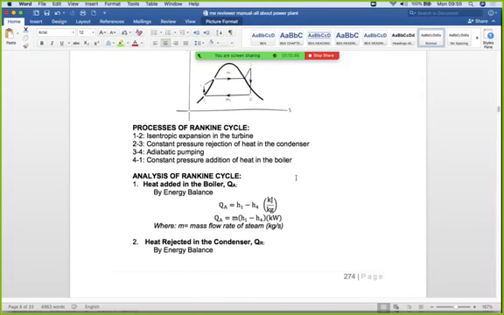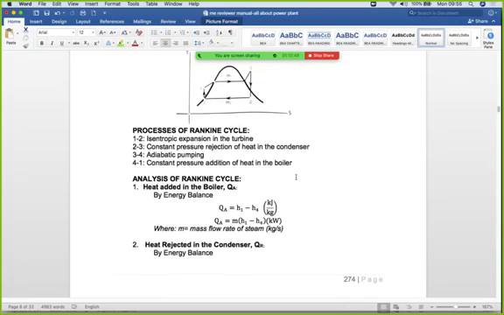So prior to the adiabatic pumping, 3 to 4, this one. Then 2 to 1, 4 to 1, constant pressure addition of heat in the boiler. So this one, the stage here. So you have the isentropic expansion here in the turbine.